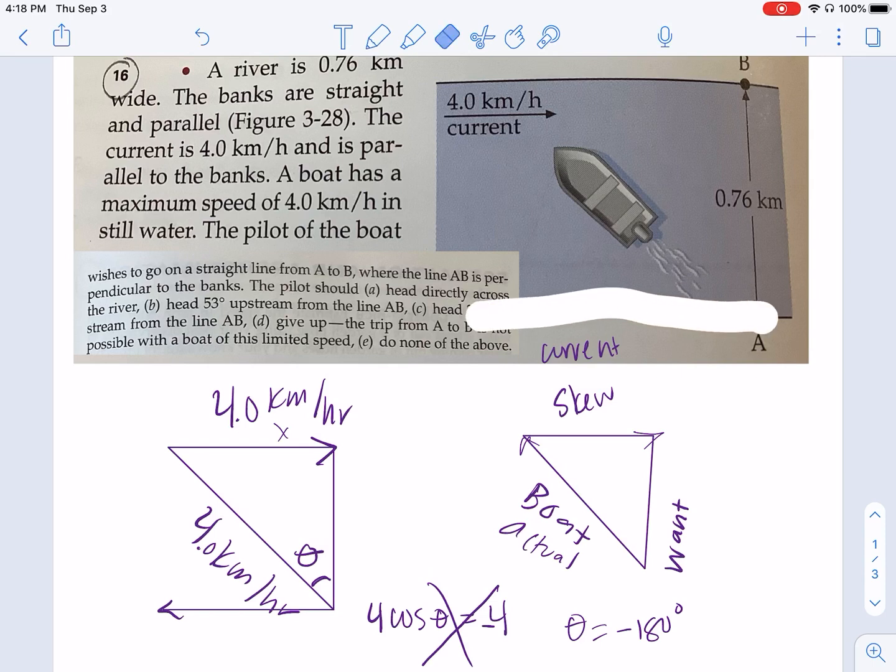We would have to be going this way. And if we were going this way, the current would just be pushing us directly back the other way. We would not have a y component. So if we're at negative 180, we would not have a y component, which is what we want. So we would never be able to make it across. So this is an example of a situation that is impossible.